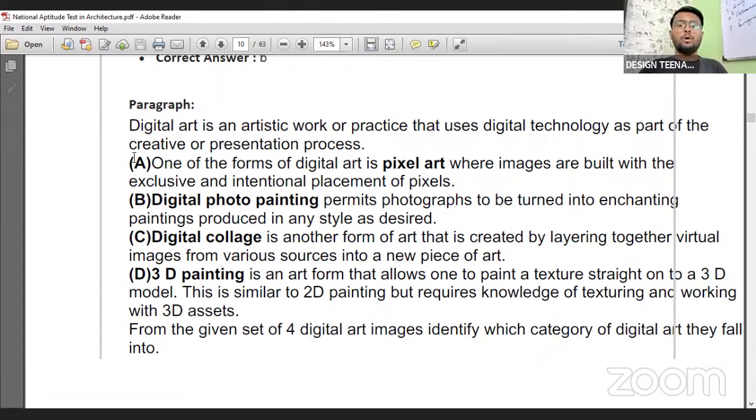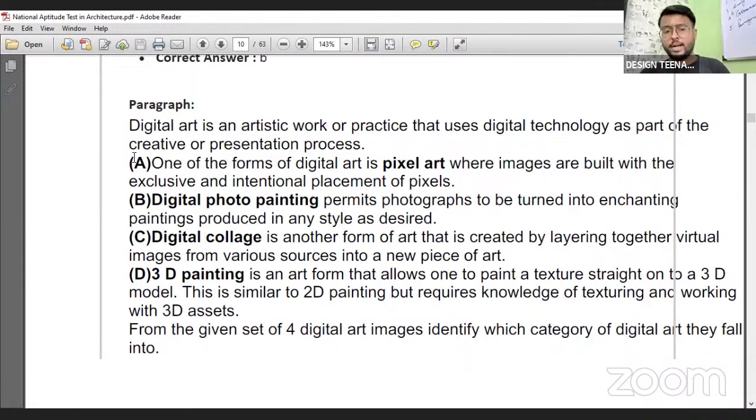Digital art is an artistic work or practice that uses digital technology as a part of a creative work or presentation process. One of the forms of digital art is pixel art, where images are built with the exclusive and intentional placement of pixels. Hence, pixels will be visible or they will be a matter of fact in that composition. Digital photo painting. Okay. So, what is digital photo painting? Permits photographs to be turned into enchanting paintings.